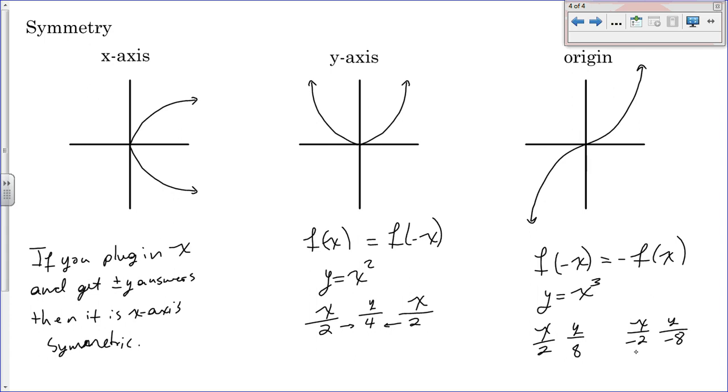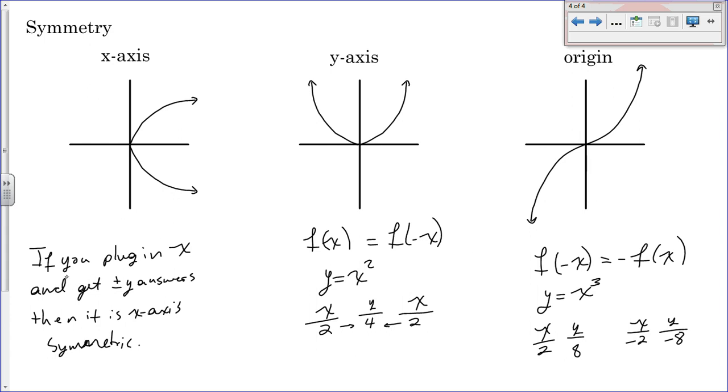Again, we plugged in a negative x, so we got a negative y. It's the same absolute value, but it's negative instead of positive. We got the opposite answer. Therefore, we have symmetry about the origin. All right, so those are our three types of symmetry.